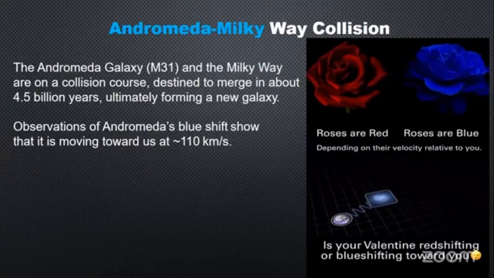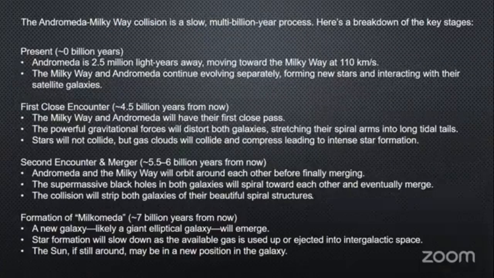When we observe the Andromeda galaxy, we see that it is coming towards us. That is why we know it is coming towards us, at a speed of about 110 kilometers per second. That's a lot of speed. Still, the Andromeda and Milky Way collision is a slow collision, astronomically slow. It is going to take multiple billion years.